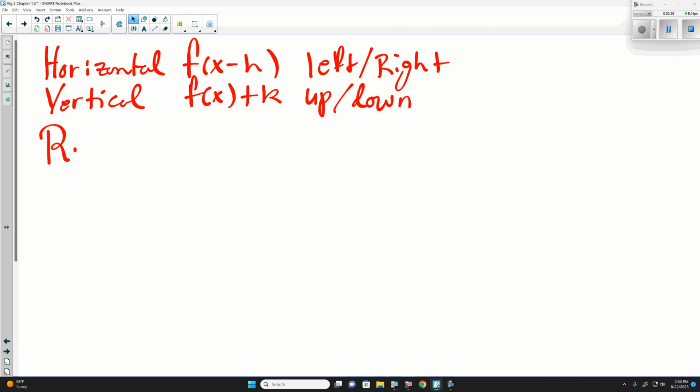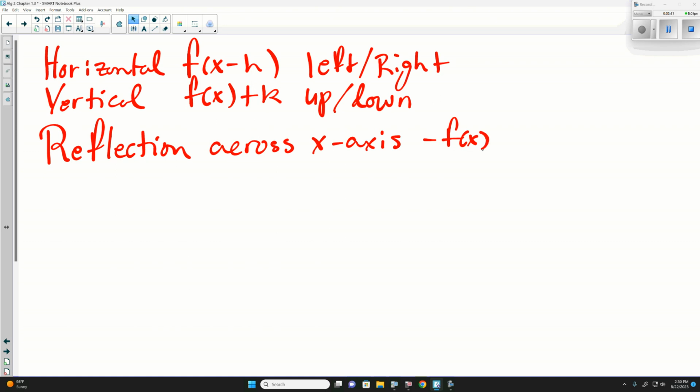Then the other one we went over is reflection. Now we have two. We have one across the x-axis, and that is negative f of x. And the other one is across the y-axis, f of negative x. And really, I would stick with these notations to apply these transformations, because if we plug the values into their corresponding spots, we'll be able to get the exact transformations that we need.